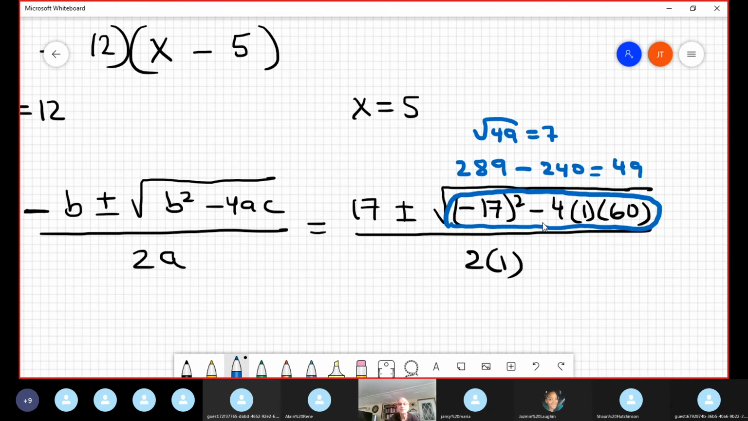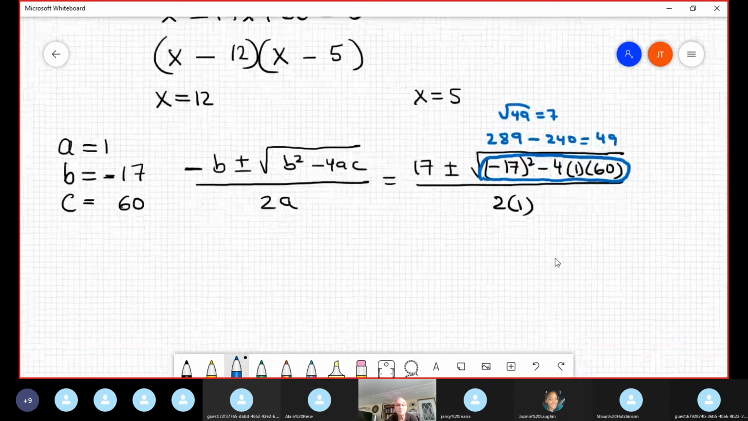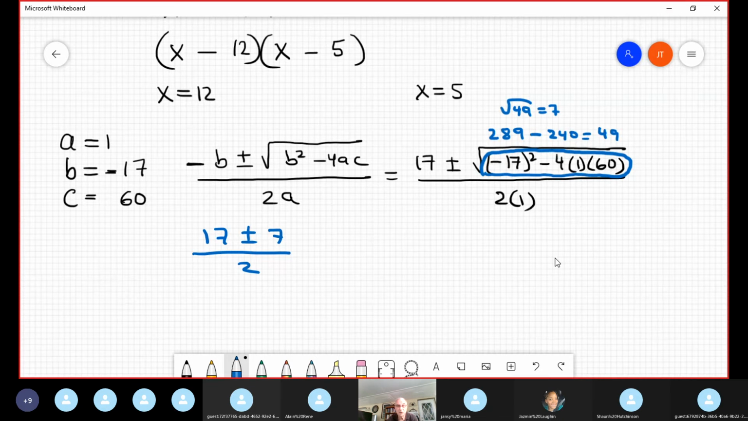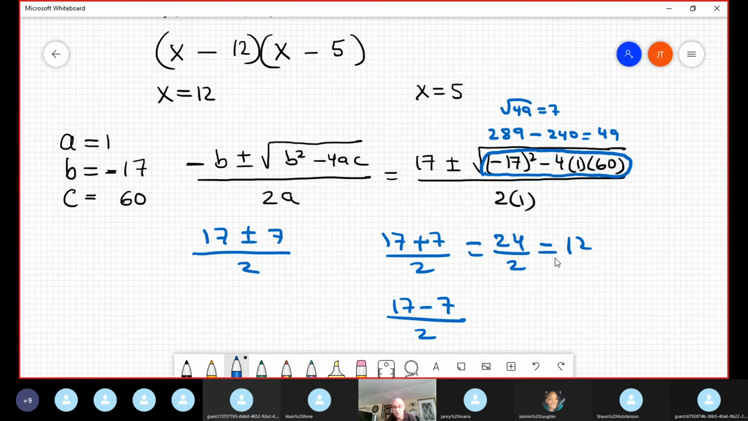Okay, so far we have 17 plus or minus 7 divided by 2. So I split into pieces: 17 plus 7 divided by 2, and 17 minus 7 divided by 2. 17 plus 7 is 24, and 24 divided by 2 is 12. Wow, we get the same answer. And 17 minus 7 is 10, and 10 divided by 2 is 5. Wow, we get the same answer.